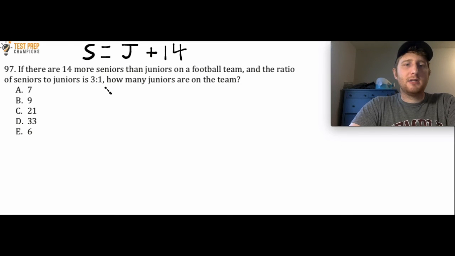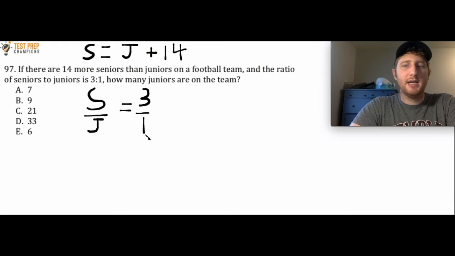Now, the second thing here is that the ratio of seniors to juniors is 3-to-1. In other words, we can write that as a fraction: seniors over juniors equals 3/1. So you'd have to first figure this part out. The next step then would be to take the fact that s equals j plus 14, and plug that in here in place of s. Let me show you what that would look like.